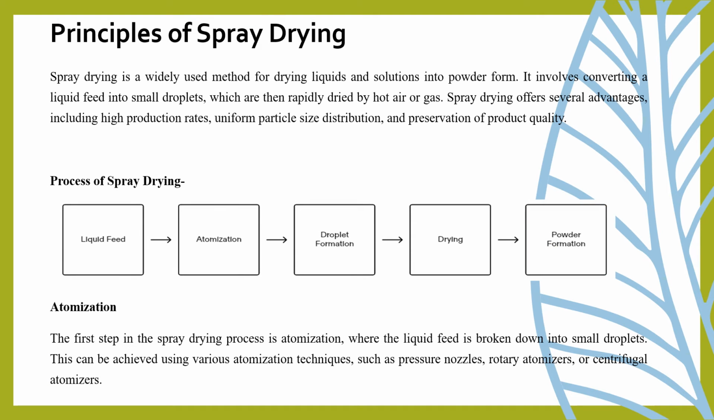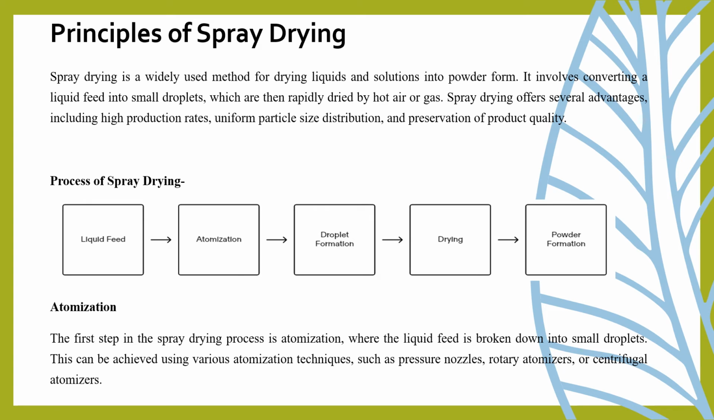Principle of spray drying. Spray drying is a widely used method for drying liquids and solutions into powder form. It involves converting a liquid feed into small droplets, which are then rapidly dried by hot air or gas. Spray drying offers several advantages, including high production rate, uniform particle size distribution, and preservation of product quality. The process of spray drying involves atomization, then droplet formation, then drying, then powder formation.